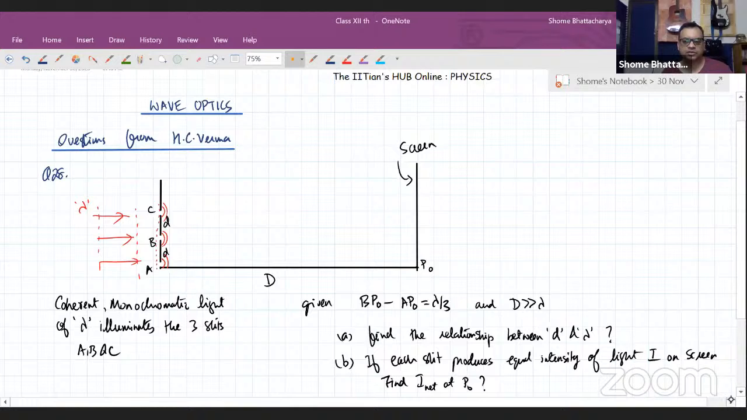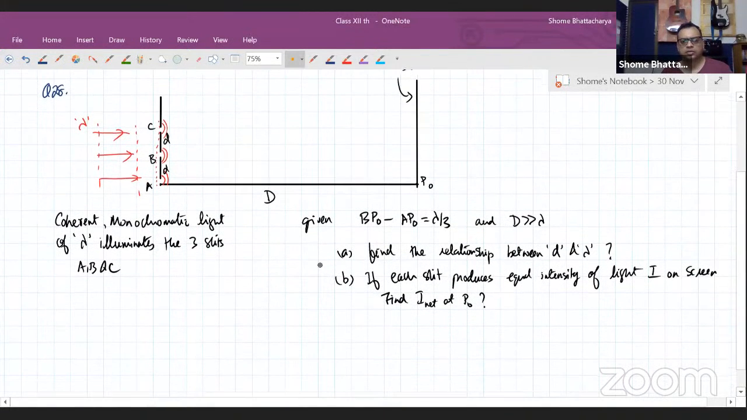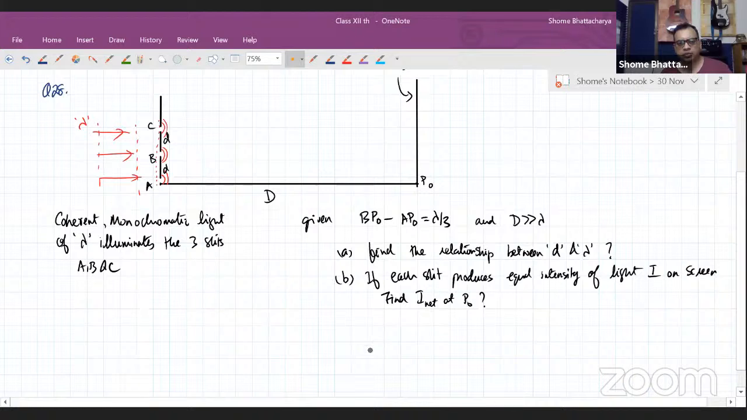Okay, so the first part is of course a geometrical calculation. We have to just find this thing. So you can see that geometrically the quantity BP0 minus AP0 is nothing but this thing. It is square root of capital D square plus small d square minus capital D, and this is given to us as lambda by 3.